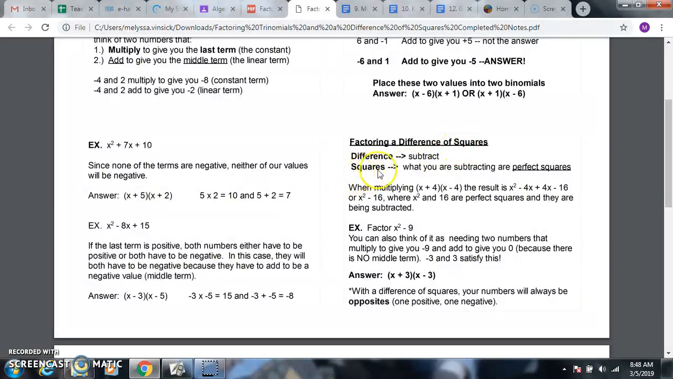Difference of squares, okay, because the number that is being subtracted in this problem is a perfect square. So remember, 4 is a perfect square because 2 times 2 gives you 4. 16 is a perfect square because 4 times 4 gives you 16. 25 is a perfect square because 5 times 5 gives you that. 36, 6 times 6 gives you that. 49, 7 times 7. Okay, so those are your perfect squares.